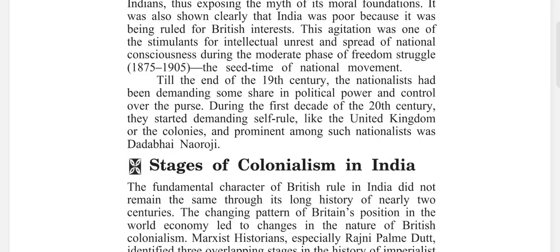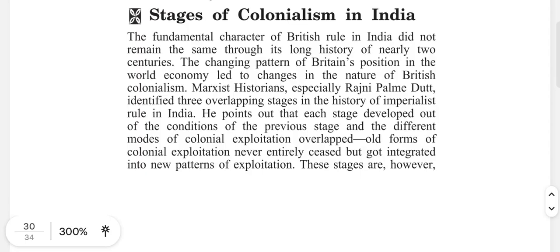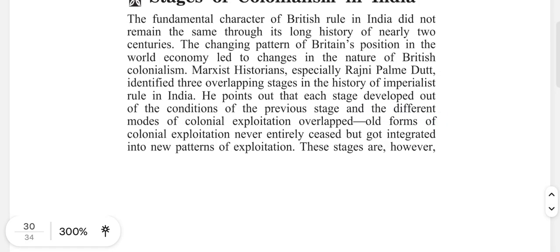Stages of colonialism in India. The fundamental character of British rule in India did not remain the same through its long history of nearly 2 centuries. The changing pattern of Britain's position in the world economy led to changes in the nature of British colonialism. Marxist historians, especially Rajni Palme Dutt, identified 3 overlapping stages in the history of imperialist rule in India. He points out that each stage developed out of the conditions of the previous stage, and the different modes of colonial exploitation overlapped. Old forms of colonial exploitation never entirely ceased, but got integrated into new patterns of exploitation.